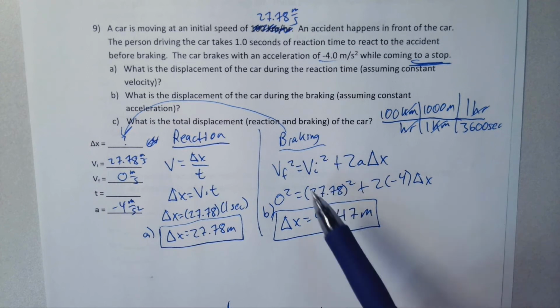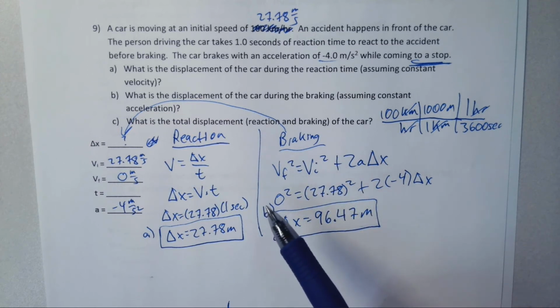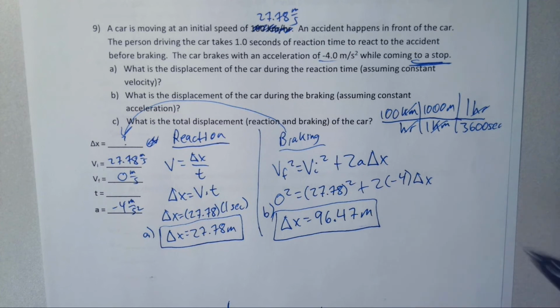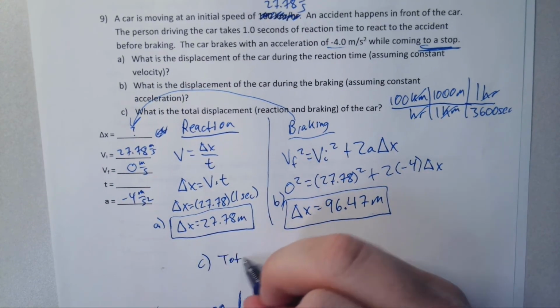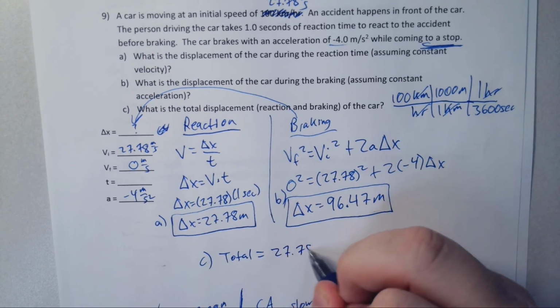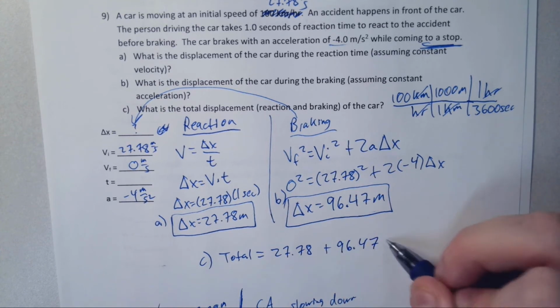So once again, I took 27.78, I squared it, I just subtracted it over to the left side, so it became a negative number. That negative number and the negative in the 4 crossed out. So essentially you have 27.78 squared divided by 2 divided by -4. And so the part C here, it's asking what's the total. Well, the total is just adding those two numbers together. So 27.78 plus 96.47.